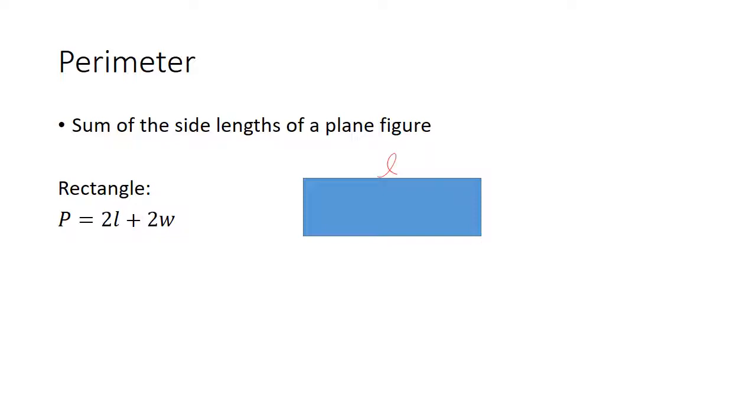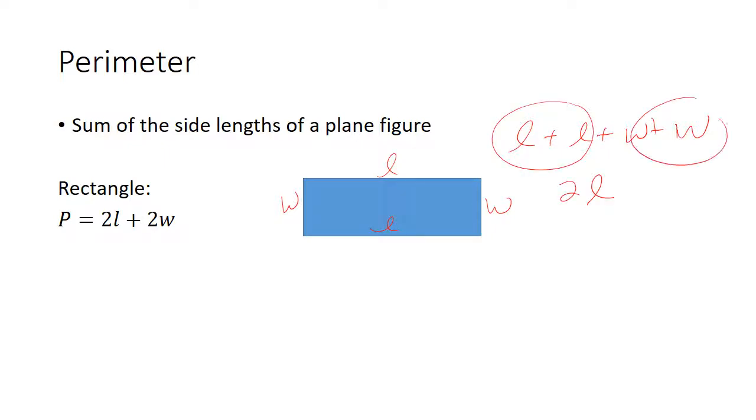So if you've got an L and a W and an L and a W, you could say L plus W plus L plus W, but L plus L is really 2L, and 2 W's is really 2W, like that. So this is going to be the formula for the perimeter.